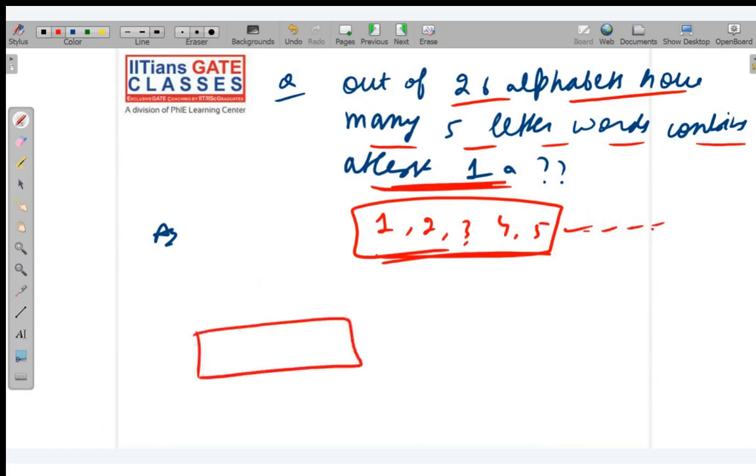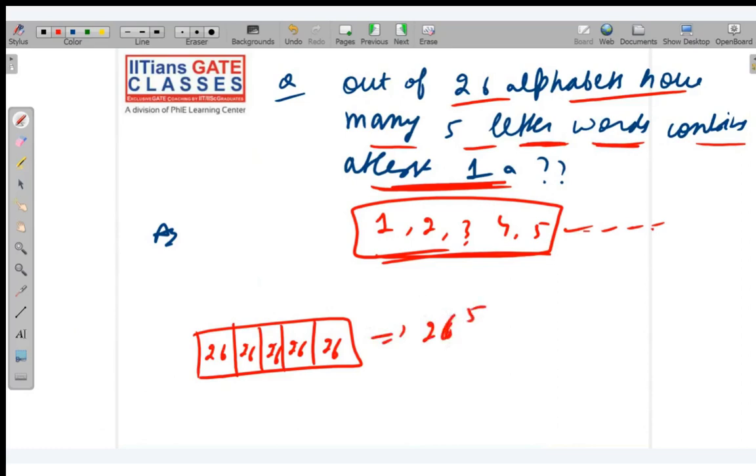So I will say like this: a 5-letter word, 1, 2, 3, 4, 5. So how many possibilities are here? 26, 26, 26, 26, 26. By default, repetition is always allowed. I have told you about letters and all these kinds of things. So total are 26 power 5.